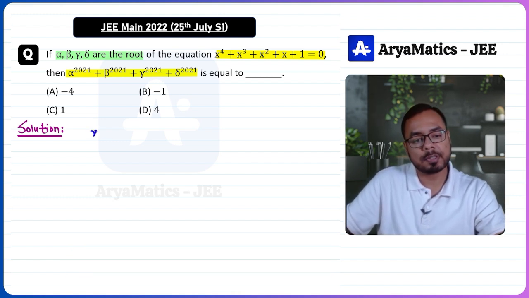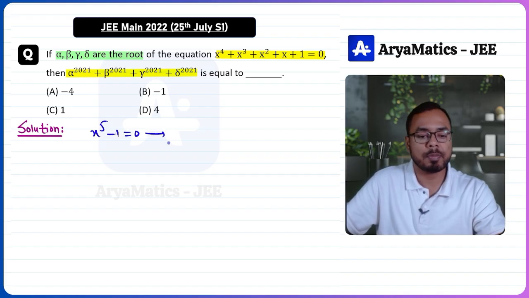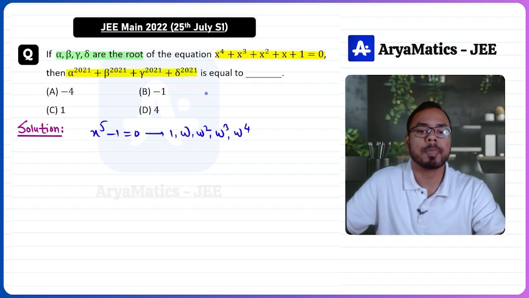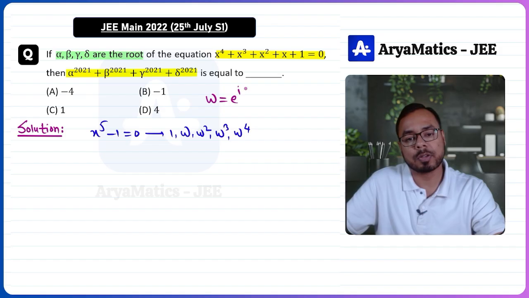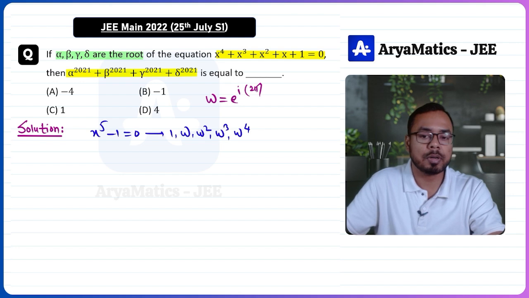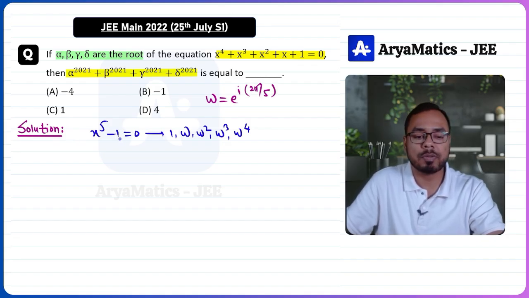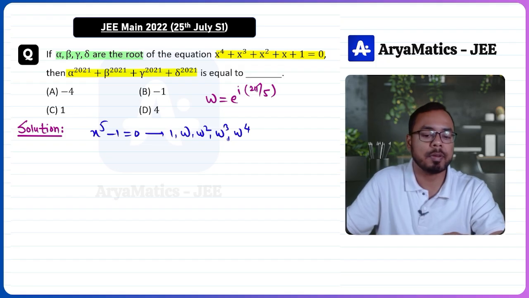We know that if we have this equation x raised to 5 minus 1 equals to 0, then for this equation the different roots are 1, omega, omega square, omega cube and omega raised to 4, where omega is nothing but e iota 2 pi by 5, because we are talking about fifth root of unity. For nth root of unity, omega is e iota 2 pi by n. For fifth root of unity, omega will be e iota 2 pi by 5. So for this equation, x raised to 5 minus 1 equals to 0, these are the different roots.